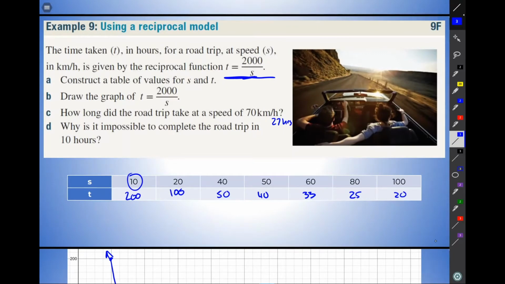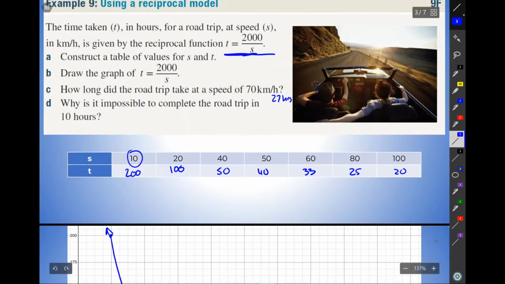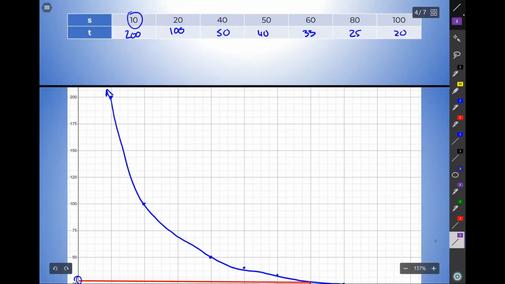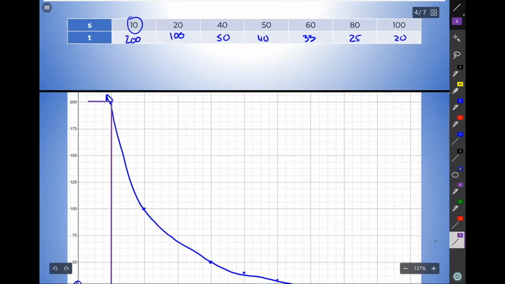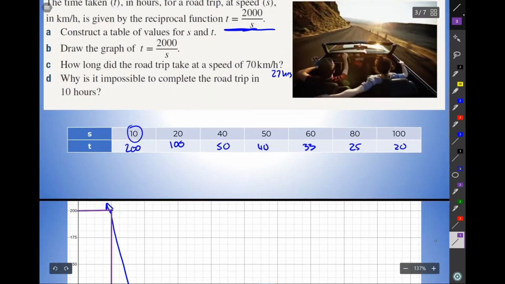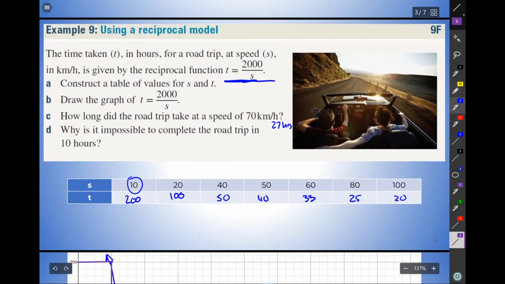Alright, now let's look at part D. Why is it impossible to complete the road trip in 10 hours? To complete the road trip in 10 hours, you would need to travel the whole way at 200 kilometers an hour, which is, while not technically impossible, very illegal, at least in Australia.